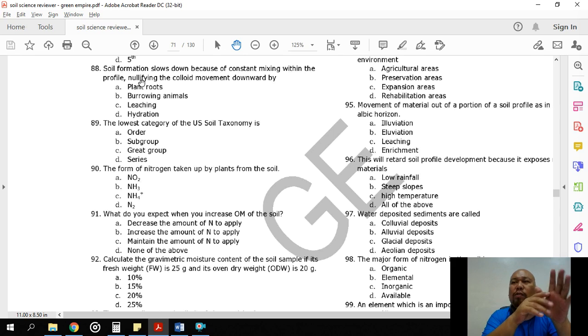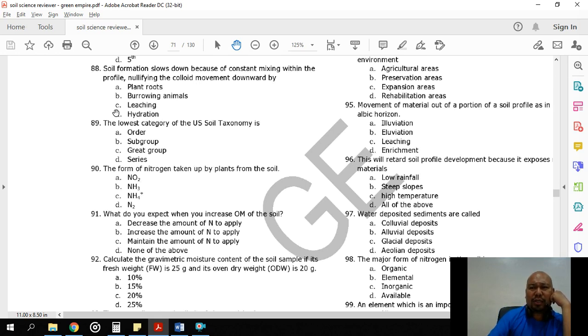Let's read it. Soil formation slows down because of constant mixing within the profile, nullifying the colloid movement downward by... I really don't know what that question means, but based on the choices, something is pulling the colloid downwards, but it slows down the soil formation. So I don't know what's pulling the colloid. I would say it's leaching.